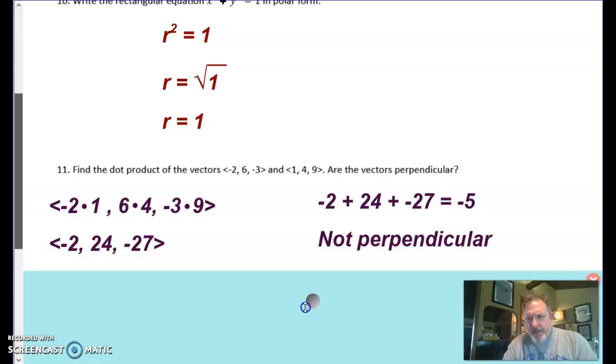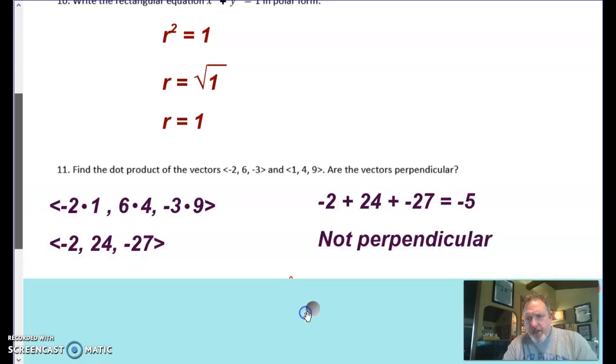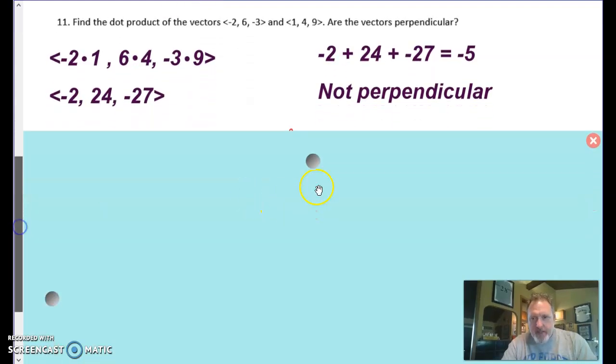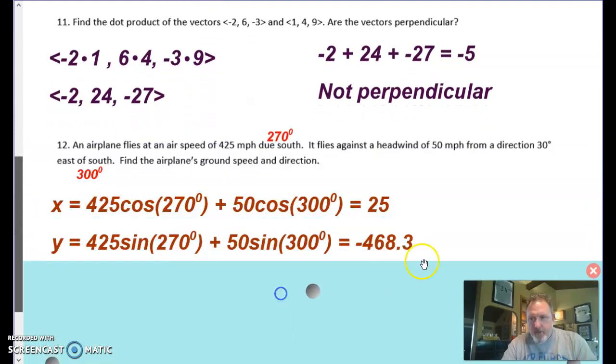All right, dot product, a little bit of review from our vector units before. So 3-dimensional dot product, that's fine. You just take the x's and multiply them, the y's and the z's. So we multiply each of them. Here's our dot product right there. And then how do we determine if they're perpendicular? We add these 3 numbers together. If they equal 0, they're perpendicular. If it equals any other number, they're not. So this sum right here is -5. Therefore not perpendicular. And that leads us to our home stretch here.